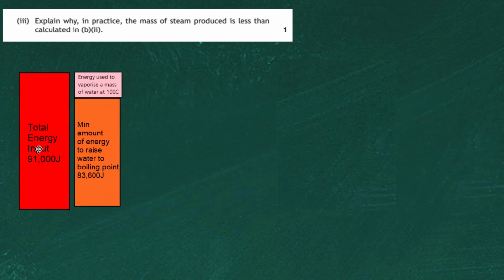Question 7, Part B, Part 3. Explain why, in practice, the mass of steam produced is less than calculated in B2, the previous question. Well, let's take a look at what we did in the previous question.